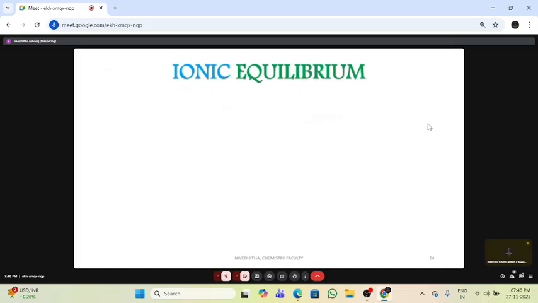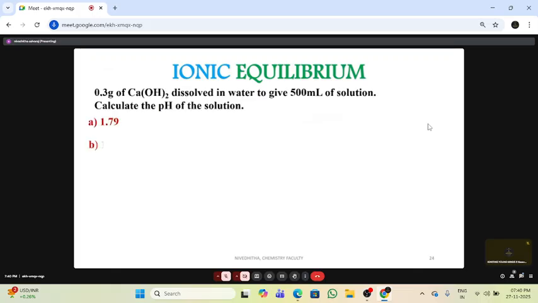The third pattern is, see: 0.3 gram of calcium hydroxide is dissolved in water to give 500 ml of solution. Calculate the pH of the solution. See, here they are talking about calcium hydroxide. Is it an acid or a base?